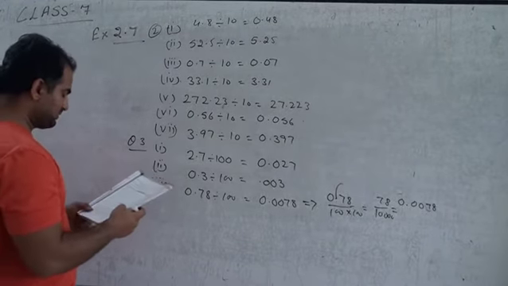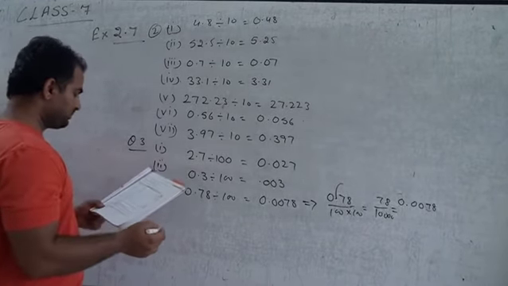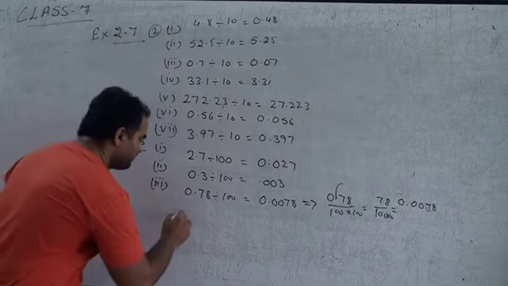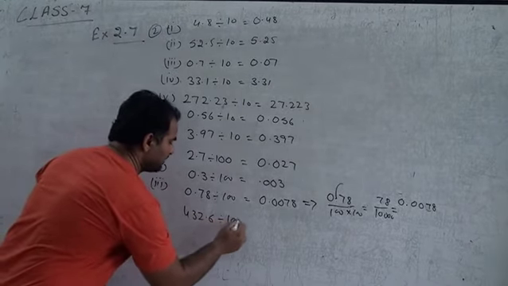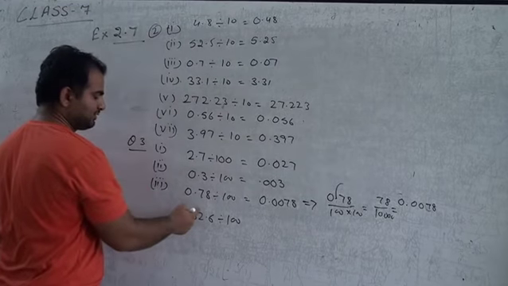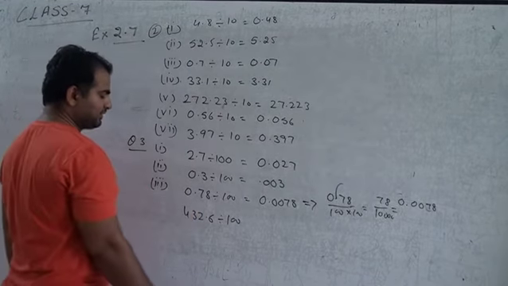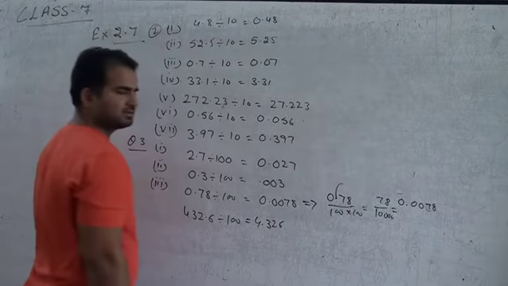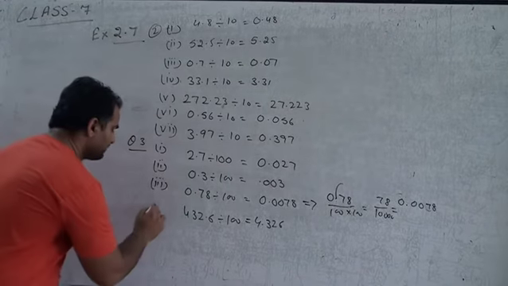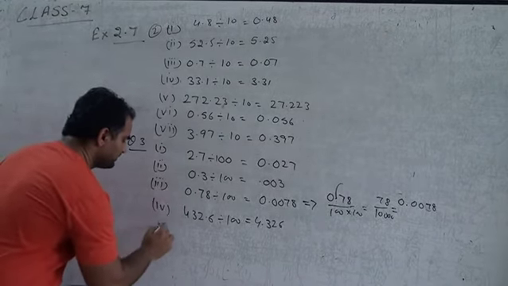And the last question is, no, not the last, fourth one is 432.6 divided by 100. So the point will shift 2 places, 4.326. This was fourth.